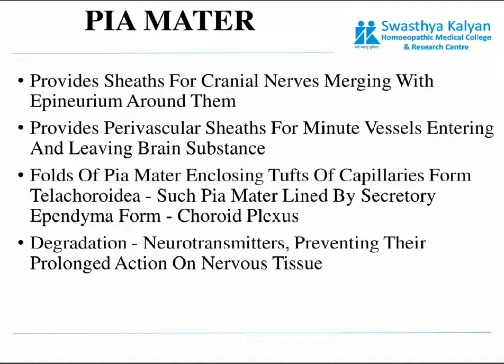It forms the tela choroidea, which is a web-like membrane. It is vascular, thin, formed by the folding of the pia mater, and later on this tela choroidea is lined by the ependymal cells, the neuroglial cells, and they form the choroid plexus. The choroid plexus is a network of cells, and they help in the production of CSF present in the various ventricles.